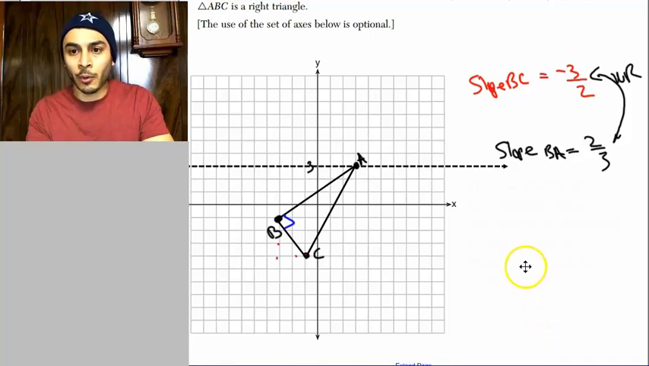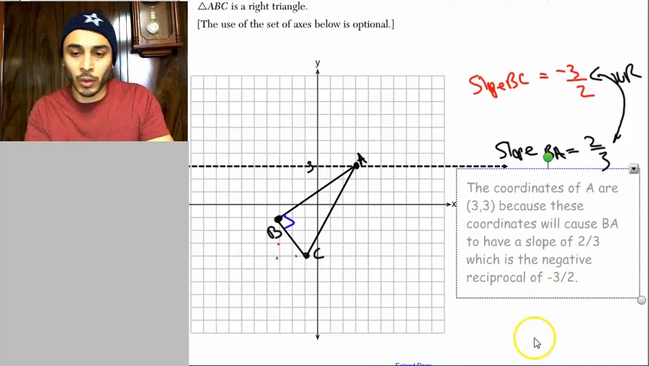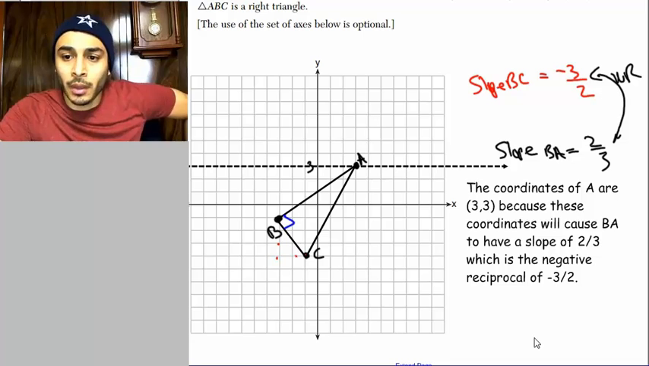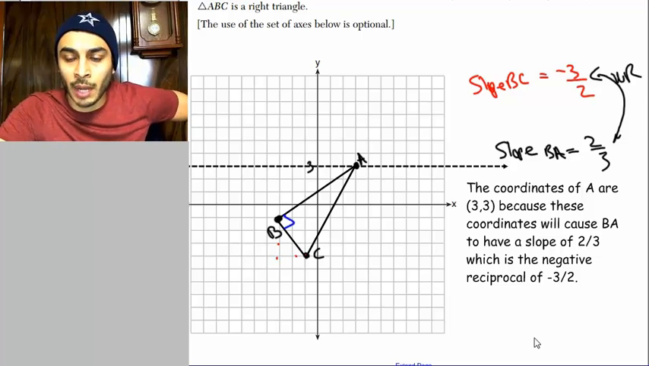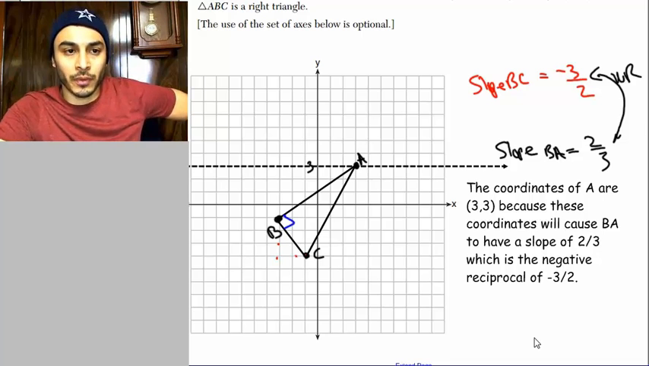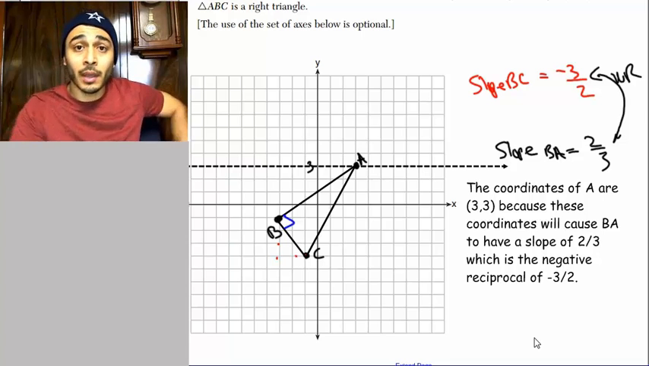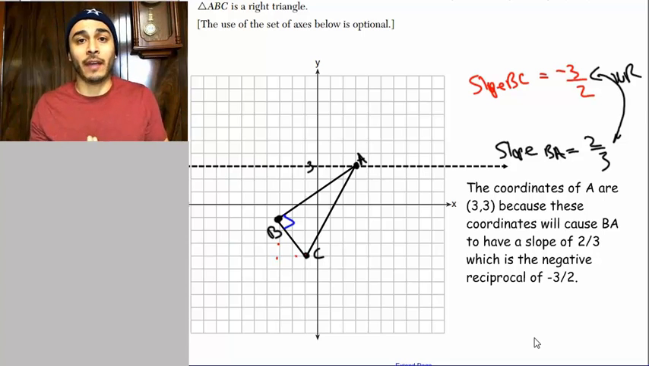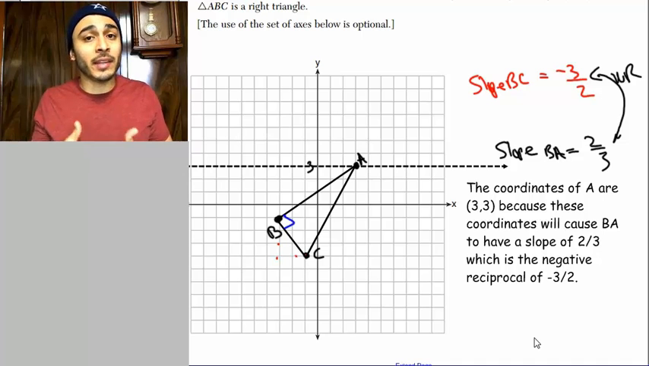All right, so our response, one way to write it could be this way. The coordinates of A are 3, 3, because these coordinates will cause BA to have a slope of 2 over 3, which is the negative reciprocal of -3 over 2. Okay, so we know that in order for us to have a right triangle, we need a right angle, and the only types of lines that cause right angles are perpendicular lines, and we know that perpendicular lines have slopes which are negative reciprocals of each other.